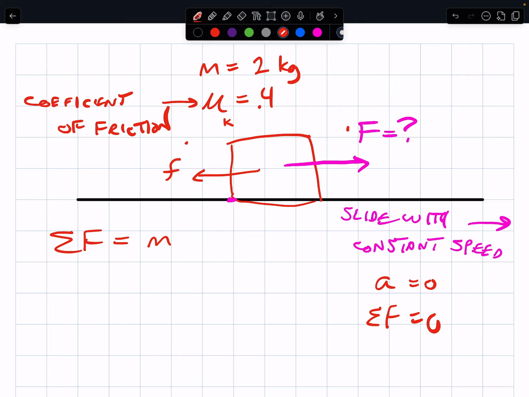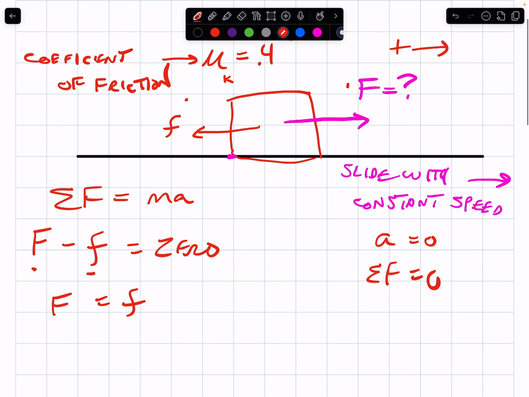Or, net force is equal to ma. So the net force, if we're looking at the coordinate system where this is the positive direction, that means that this force pulling it minus friction is equal to 0. That means they have to equal each other, right? So that means that the applied force here is equal to the frictional force. Okay, so how big is friction then?